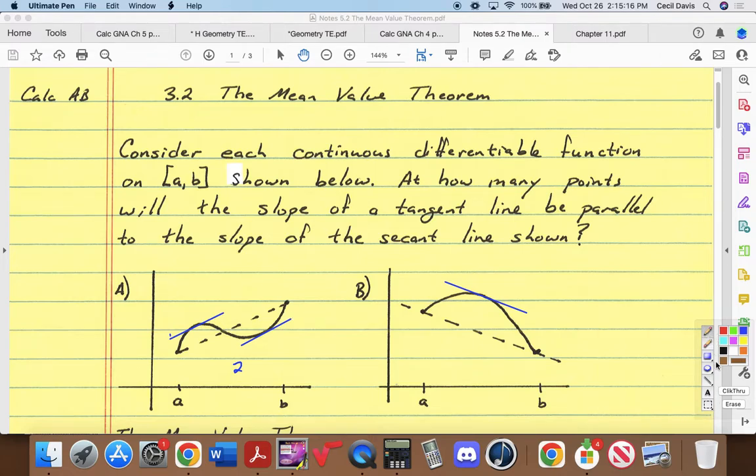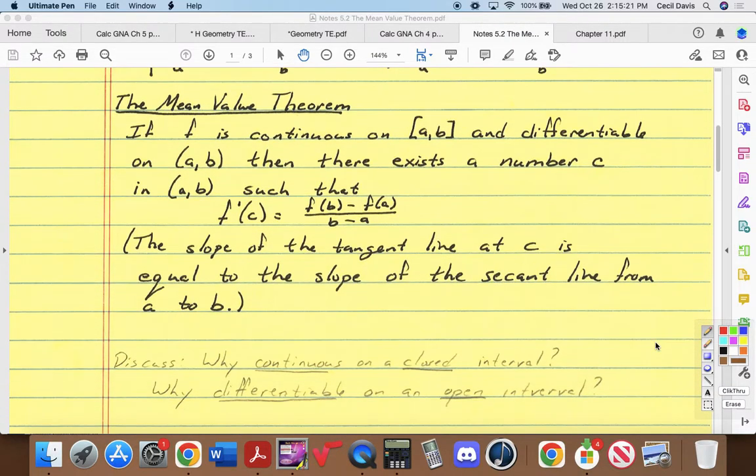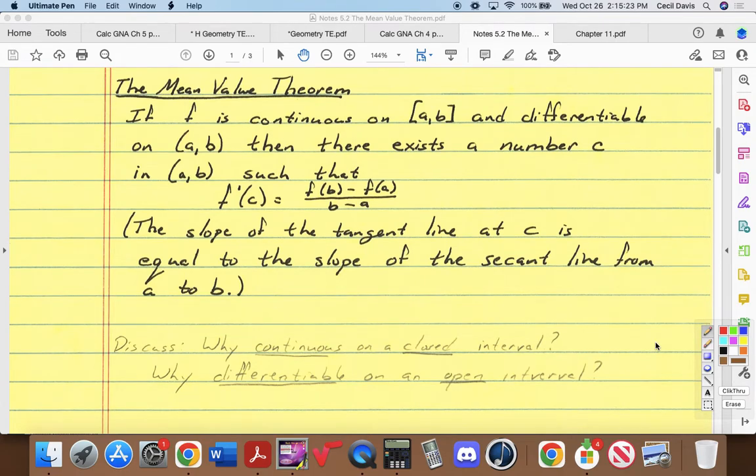So the actual wording of the mean value theorem is one of the few long theorems that I have totally memorized. You should probably commit this one to memory. I usually don't ask that for really long ones like this, but this is important enough. So if f is continuous on the closed interval from a to b and differentiable on the open interval from a to b, then there exists a number c in the open interval from a to b such that f prime of c is equal to f of b minus f of a over b minus a.